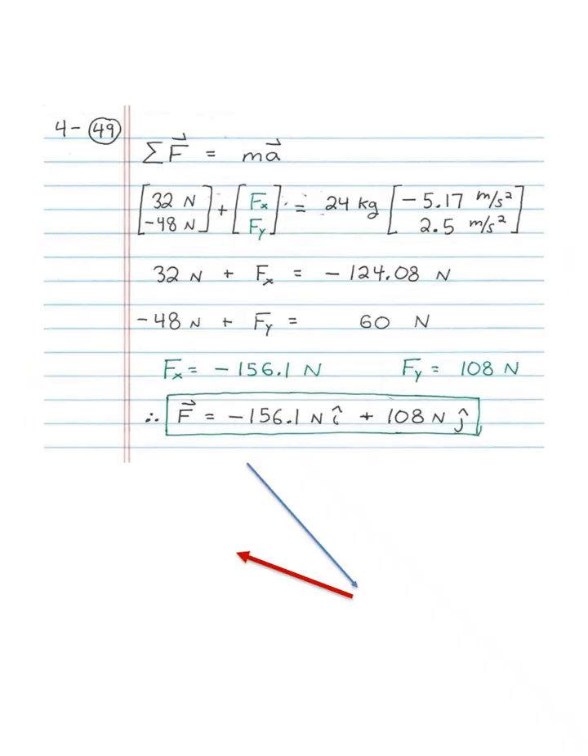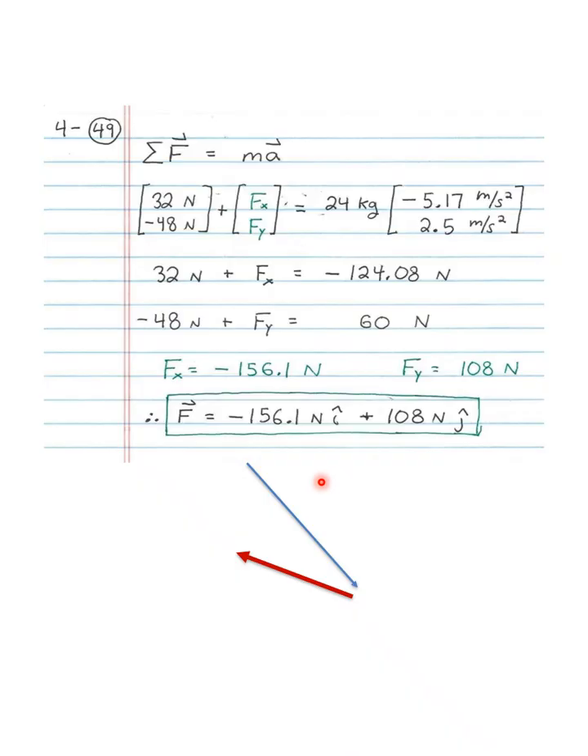Number 49. Two forces act on a 24 kilogram cart, resulting in the given acceleration. One force is 32 i hat minus 48 j hat newtons. Find the second force. Let's go down to the bottom of the page.